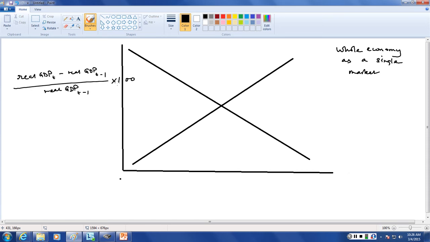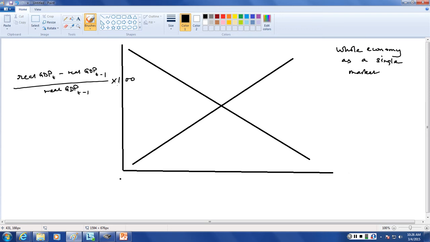Nominal GDP factors in price as well, you see. So nominal GDP could go up simply because of inflation. So you have the same output as before, but simply because prices have gone up this year, nominal GDP will have gone up. But can you then say that there has been economic growth?